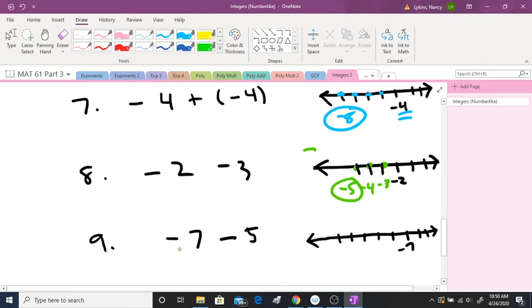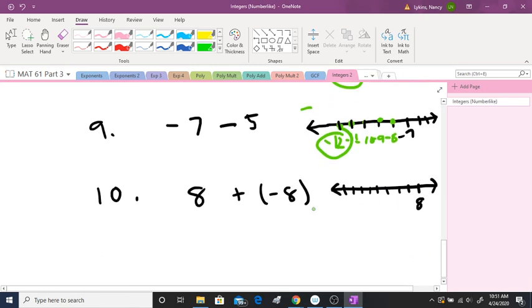Same thing here. I've got a negative 7 minus 5. So I'm going back negative 8, negative 9, negative 10, negative 11, negative 12. So negative 12 is my answer. And you can also think about it, like in my first set of videos, as a negative, thinking of you owing me. So if you owe me 7 and owe me 5, you would owe me $12.